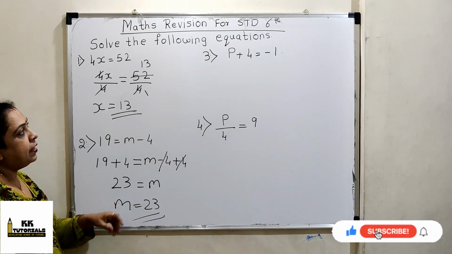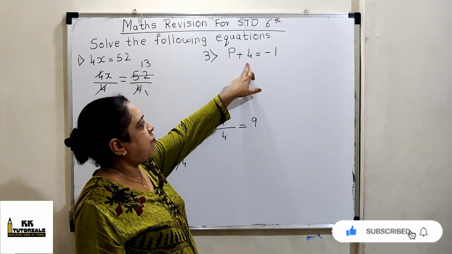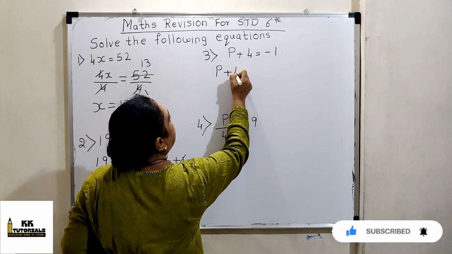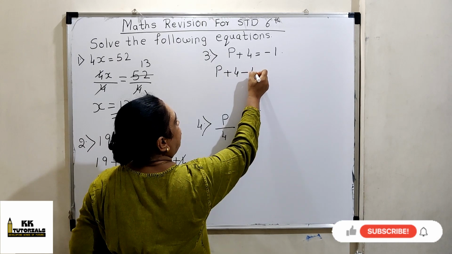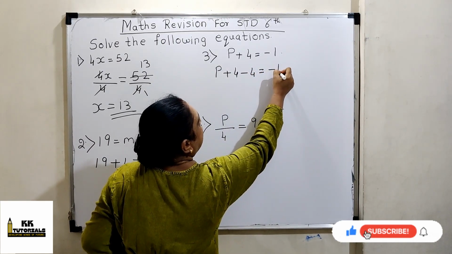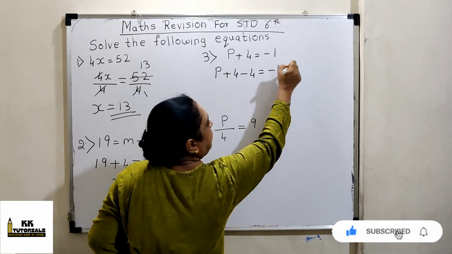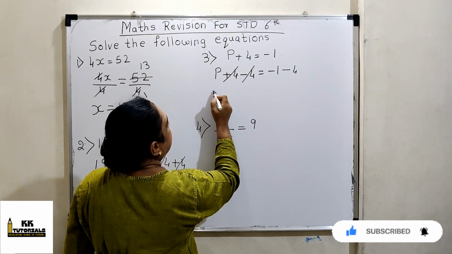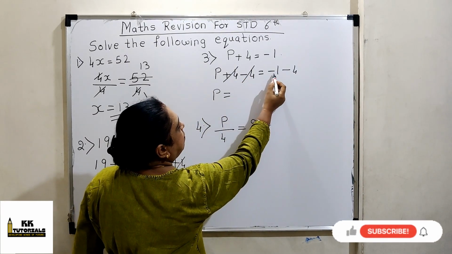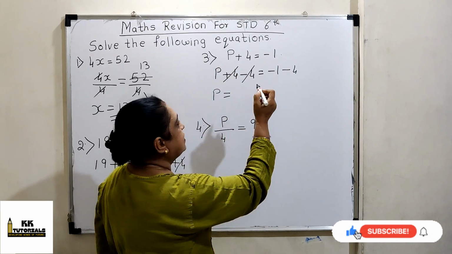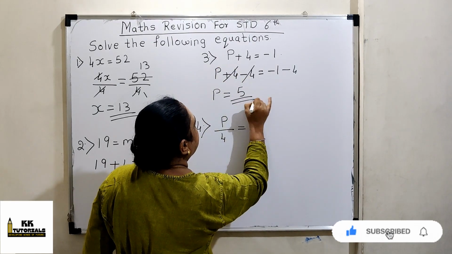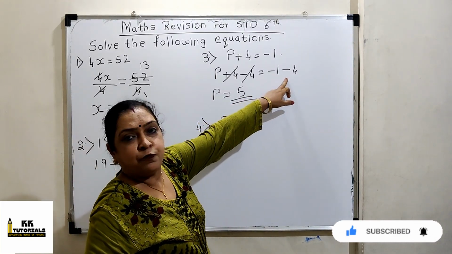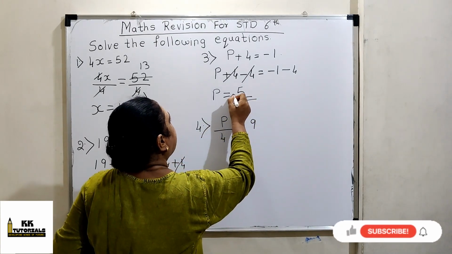Now number 3, p plus 4 is equal to minus 1. So you can write this way, p plus 4, we'll take a minus 4, is equal to minus 1, and this side also you should take minus 4. Now this 4 and this 4 will get cut, so p is equal to minus 5. Here the sign will be of the bigger number. Don't forget to put the sign of the bigger number.